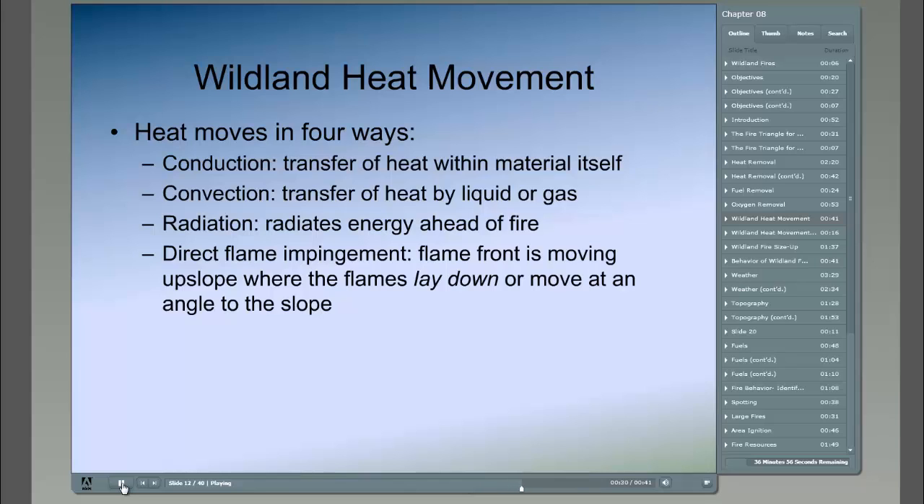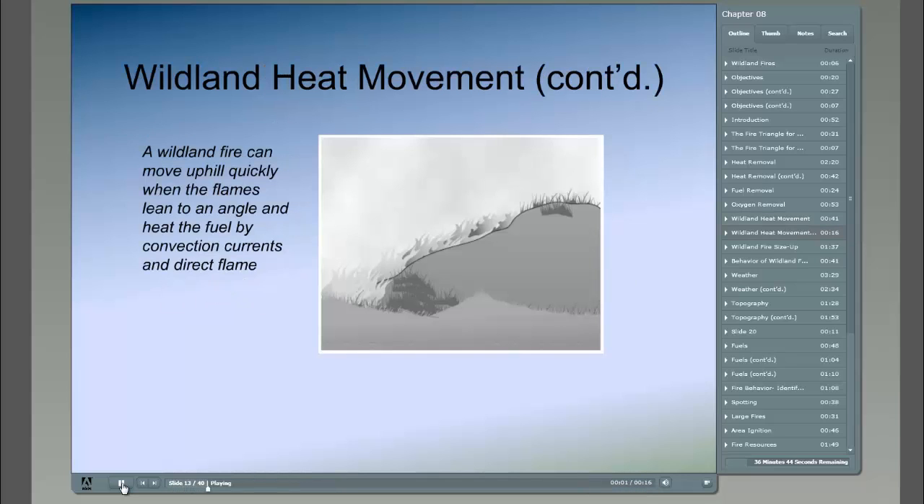Radiation radiates energy ahead of the fire. Direct flame impingement, the flame front is moving upslope where the flames lay down or move at an angle to the slope. Direct flame impingement increases the burning rate as it not only preheats the fuel, but the flames also provide a direct source of ignition. This figure illustrates how a wildland fire can quickly move up a hill.